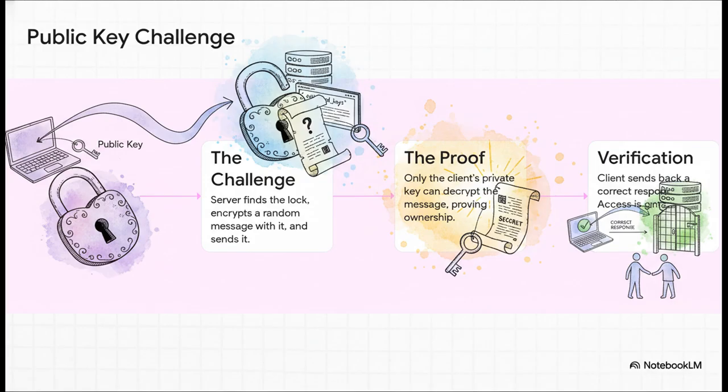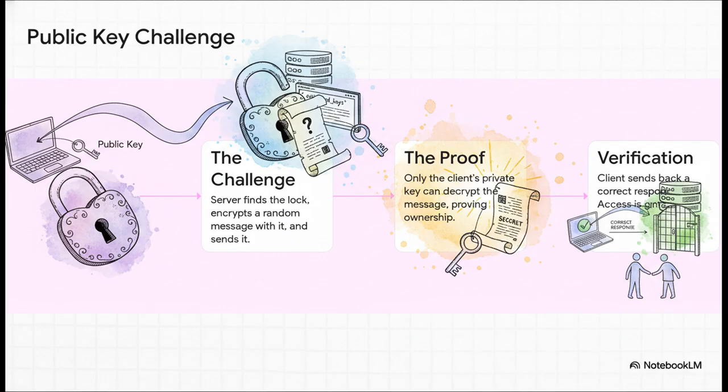It's like a really clever lock-and-key challenge. First, on your own machine, you generate a key pair. A public key, which is like an open padlock you can give to anyone, and a private key, which is the only key in the world that can open that specific lock. You copy your public key, the padlock, onto the server. It gets stored in a special file. Now when you try to connect, the server sees your padlock.